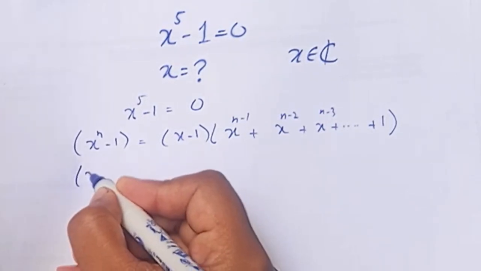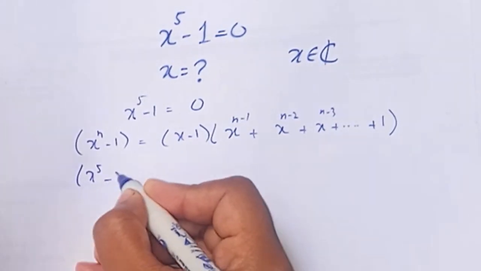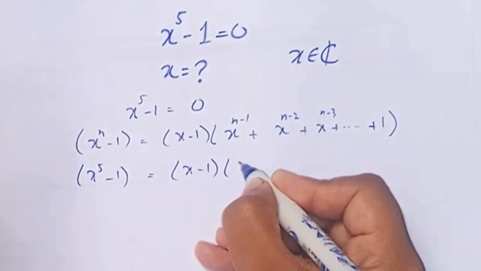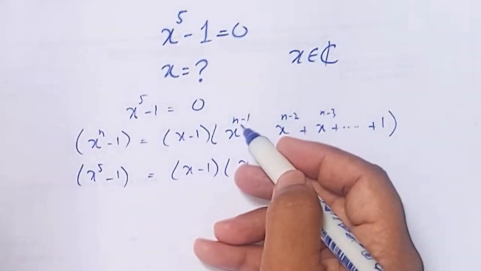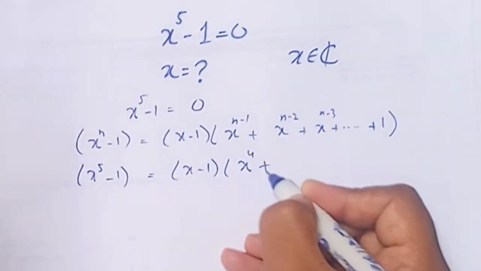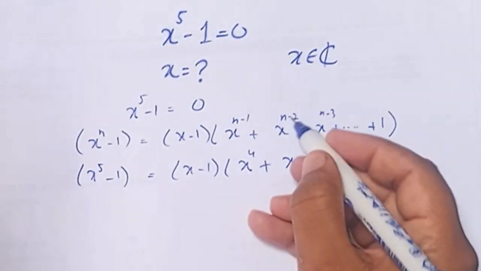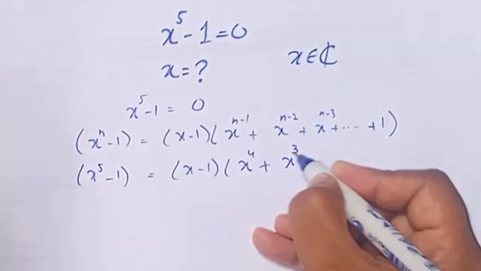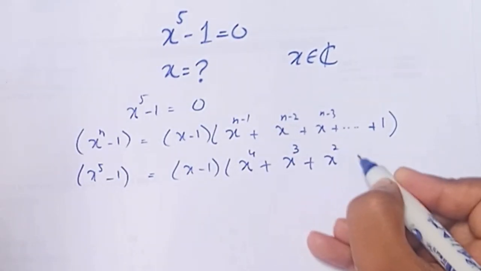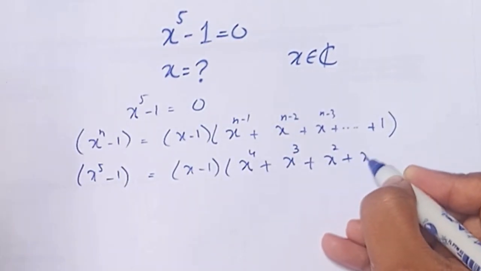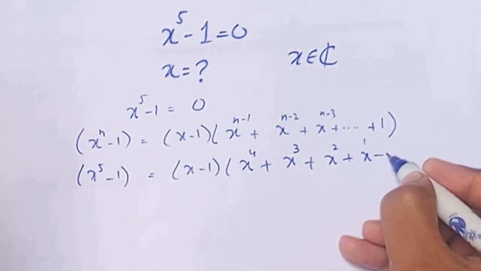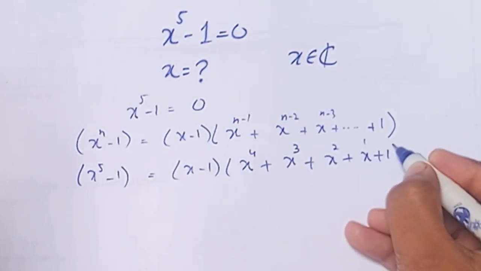So this implies x raised to the power 5 minus 1 is equal to x minus 1 multiplied by x. In our case n is 5, so 5 minus 1 is 4, plus the next term becomes 5 minus 2, which is equal to 3, plus the next term becomes 5 minus 3, which is equal to 2, plus x to the power 5 minus 4, which is 1, and the last term becomes 1.